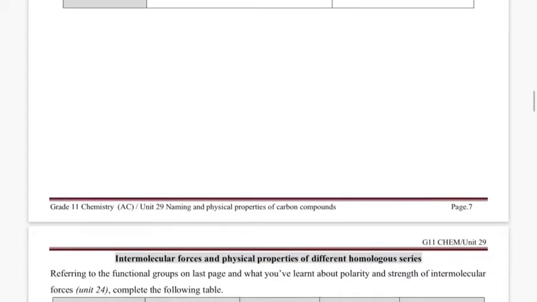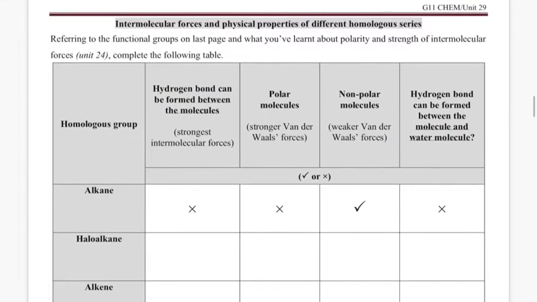And then if we move on to the next page, this table focuses on comparing the intermolecular forces of different organic compounds. There are four columns we need to fill in. The first one is whether hydrogen bonds can form between the molecules themselves. For example, we may have methane, and can hydrogen bonds be formed between two methane molecules? That's what we are looking for in this column.